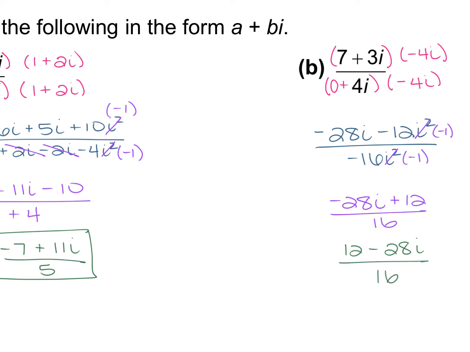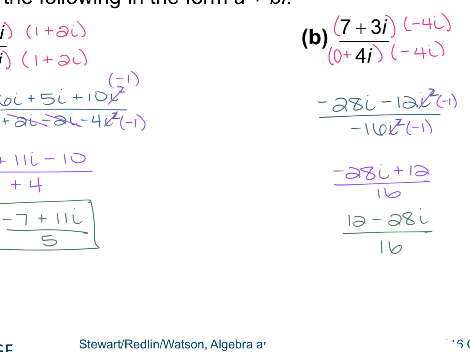From here, simplify if you can. You have 12, negative 28, and 16. They are all divisible by what? 4. So if we divide 12 by 4, that's 3. 28 divided by 4 is 7. 16 divided by 4 is 4. That gives us 3 minus 7i all over 4.